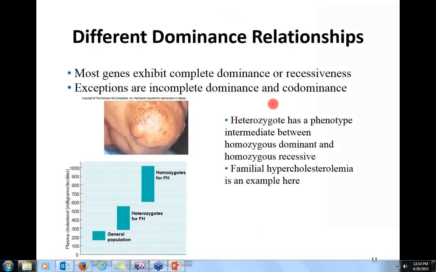And of course, not everything works as completely dominant or completely recessive. There's a couple terms here: incomplete dominance and codominance. If you have incomplete dominance, that means a heterozygote has an intermediate phenotype. And this example here is hypercholesterolemia. If you have wild type, you don't have it. If you have both genes for it, you have really high cholesterol levels. But if you're heterozygous, your cholesterol levels are in the middle.